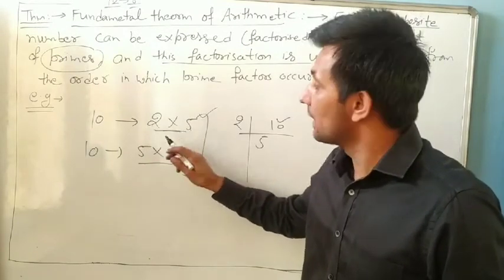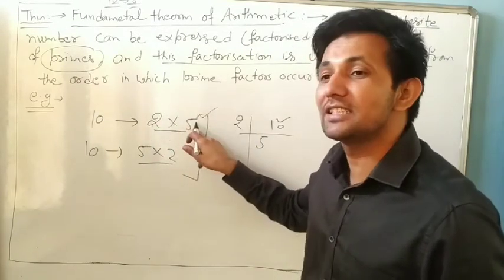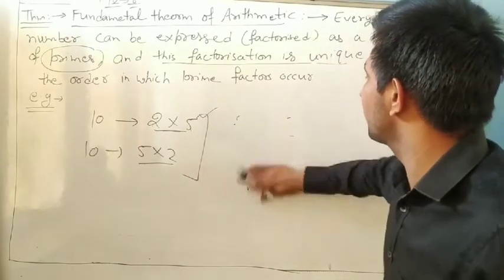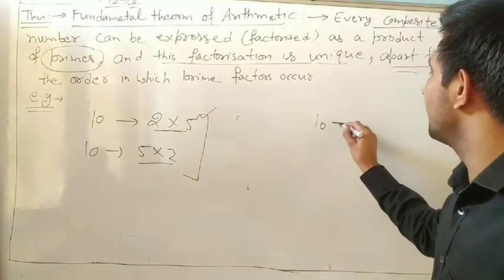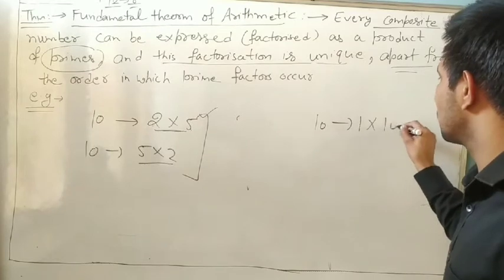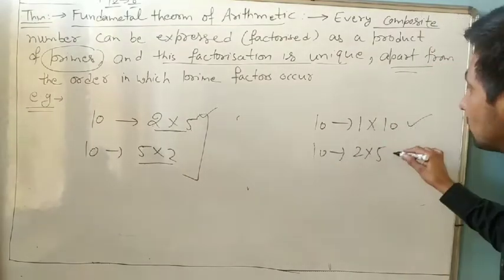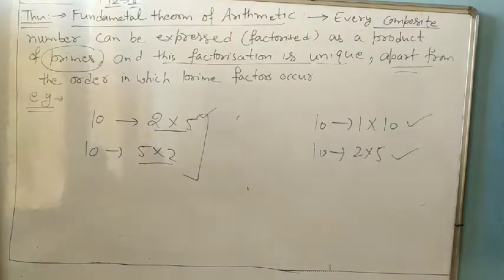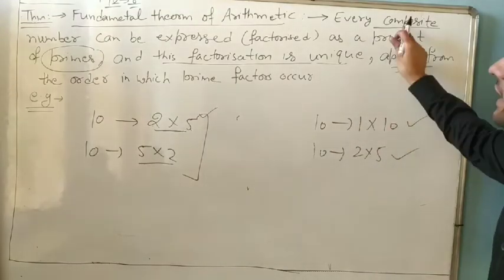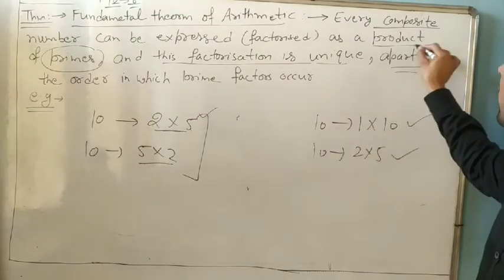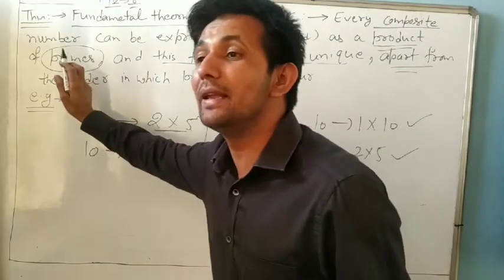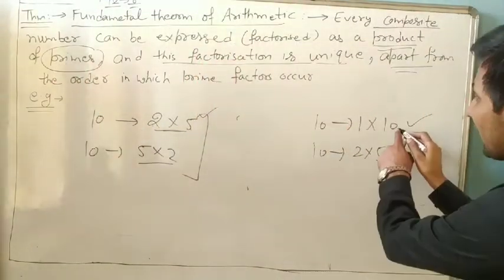So it means every composite number can be written as a product of prime factors. But this factorization is unique. What is the meaning of unique? It means suppose 10 we can write as 1 into 10 also. 10 we can write as 2 into 5. So there are two methods to represent 10. But here we are discussing only products of prime numbers. So 10 is 1 into 10.